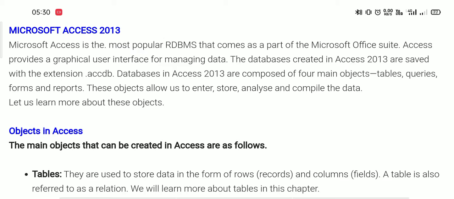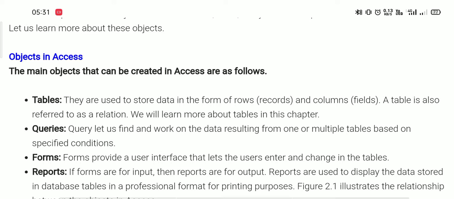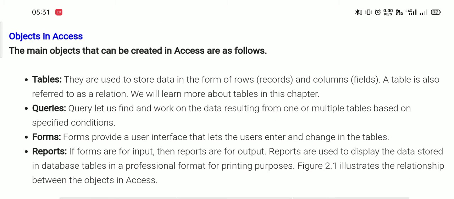These objects help to create a database inside Access. All these objects are tables, queries, forms and reports. First one is table. This is very important to store data in the form of rows and columns respectively, and a table is also referred to as a relation among these rows and columns, where columns represent fields and rows represent records of a person, place or thing.